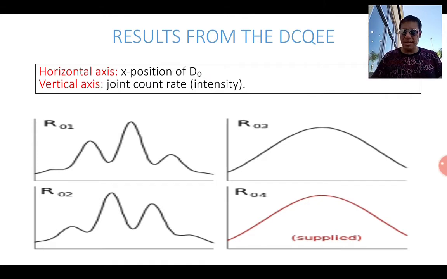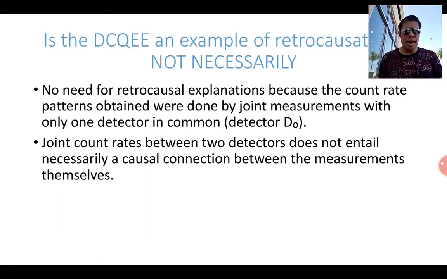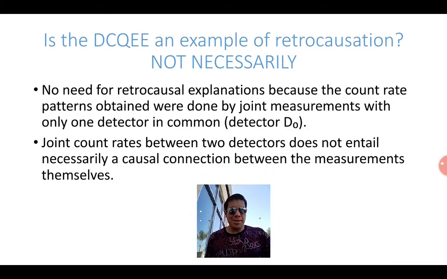The word erase is just the way it looks, right? It looks like this one erased this one, but it's not telling you anything about retrocausation. So here it is, okay? Is a delayed choice quantum eraser an example of retrocausation? Not necessarily, right? So it's not necessary to start explaining things in terms of back in time causation, like a future event can cause something in the past.